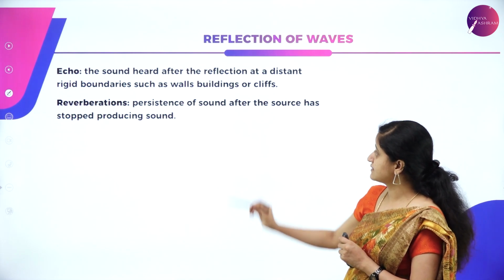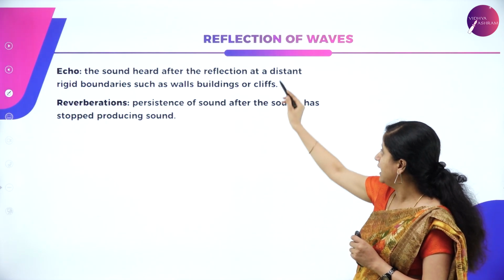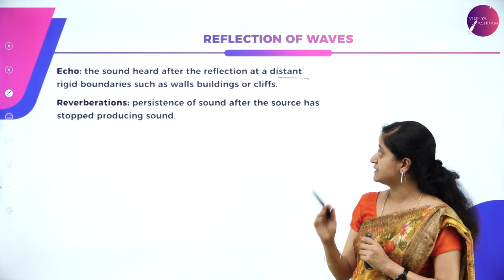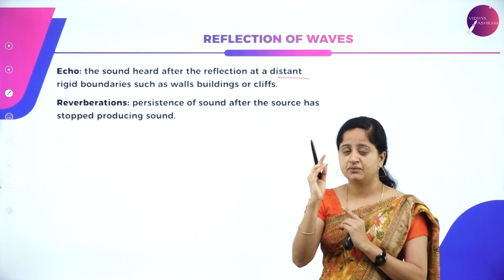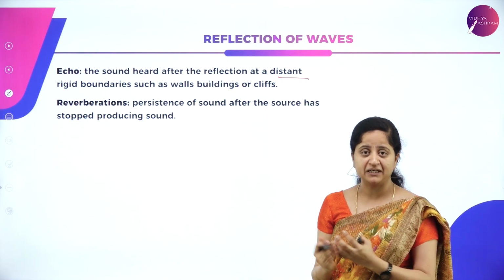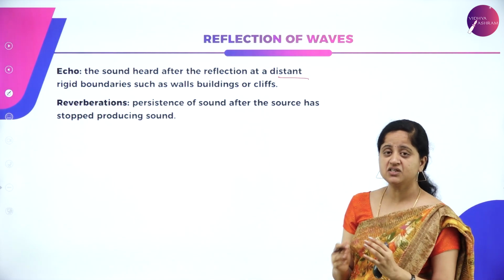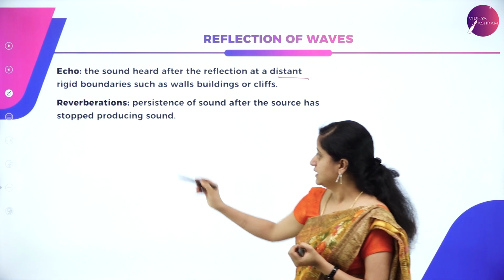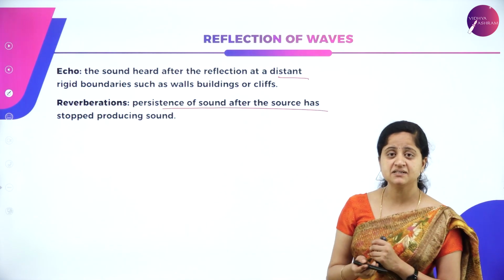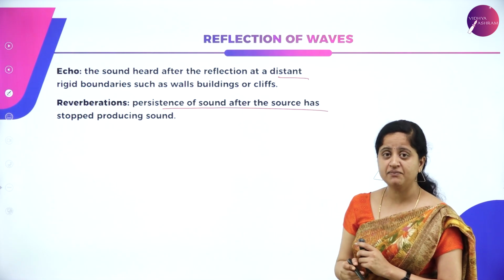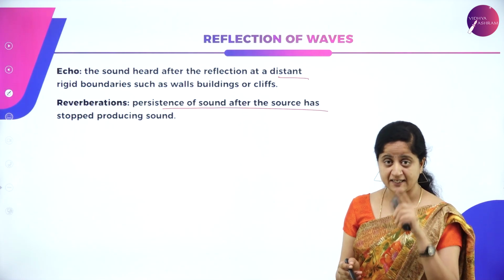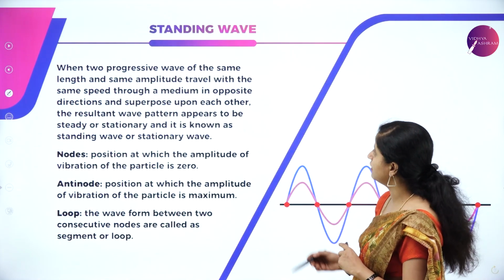An echo is the sound heard after reflection at distant rigid boundaries such as walls, buildings or cliffs. When we shout once and are able to hear it many times, that's an echo, because of the reflection of waves. And reverberation is the persistence of sound after the source has stopped producing sound. Again, it's an example of the phenomenon of reflection of waves.